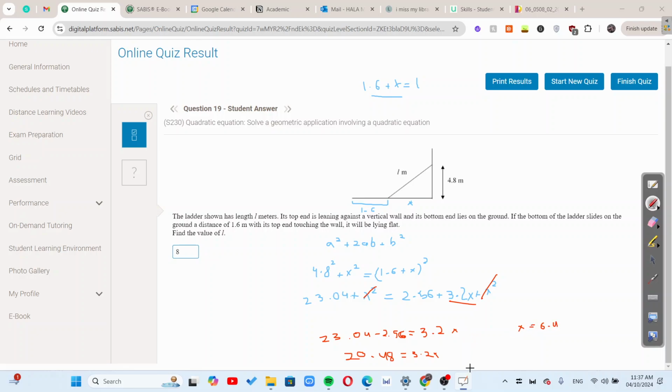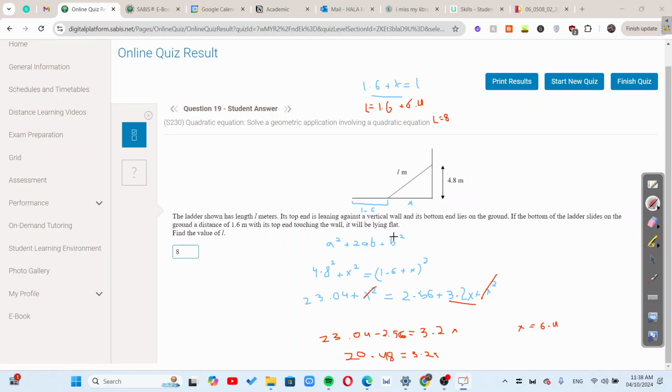Now after you solved all this, don't waste all your hard work on nothing. Know that this whole thing, L, isn't 6.4. We know that L is x plus 1.6. So our x is 6.4. So L equals 1.6 plus 6.4. So L equals 8.